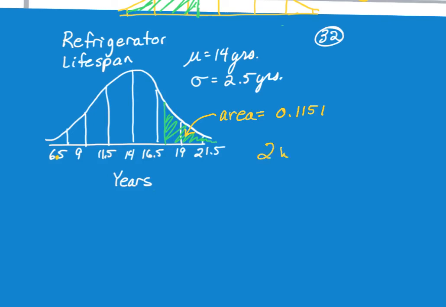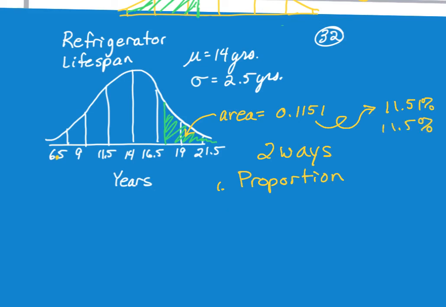There are two ways. One is as a proportion. So this is a decimal, first of all. I need to convert it to a percentage. That's 11.51%. 11.5 I think will do for our present purposes. So I would say that 11.5% of refrigerators last more than 17 years. Or I could say that the probability of randomly choosing a refrigerator and having it last 17 years or more is 11.5%.